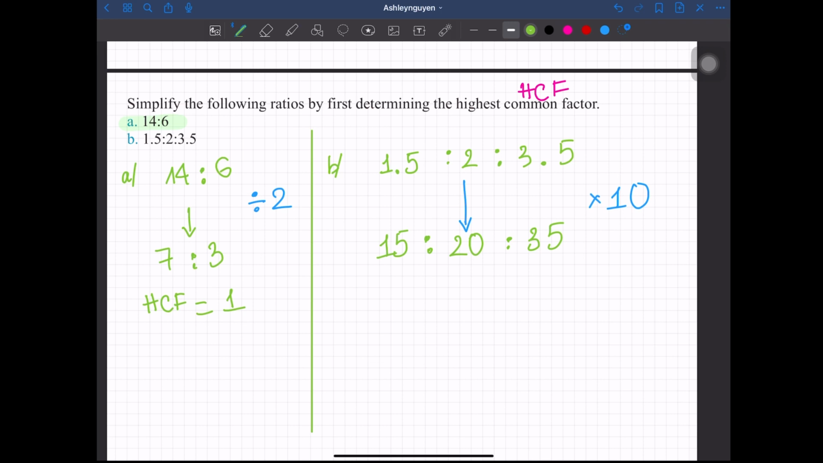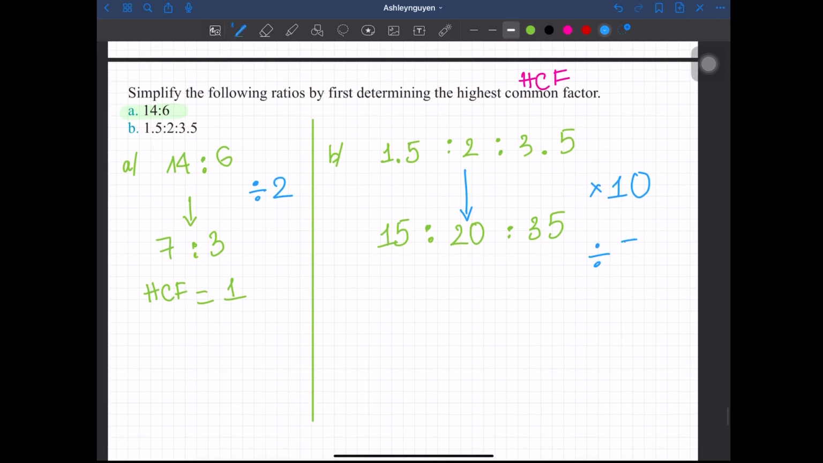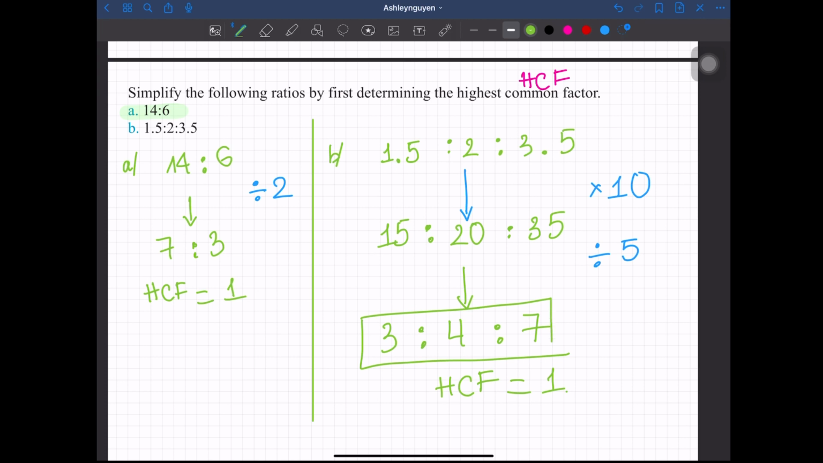And now, I can see that all of these numbers can be divided by 5. I will divide all the numbers by 5. 15 divided by 5 equals 3, 20 divided by 5 equals 4, 35 divided by 5 equals 7. Now between 3, 4, and 7, the highest common factor equals 1. So this is the simplest form of the original ratio.